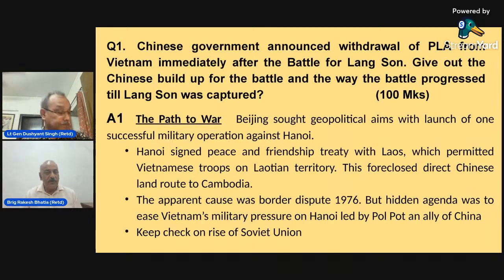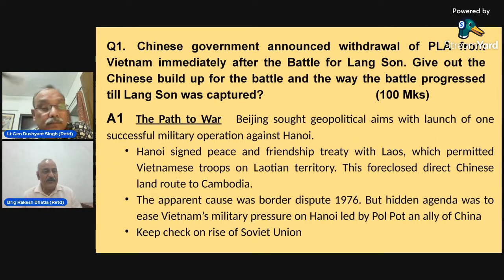The apparent cause was a border dispute in 1976. Actually, if you look at it, the serious land border dispute was only about 60 odd kilometers, which is not a very big dispute. But it was taken as an alibi. The hidden agenda was that Vietnamese had entered Cambodia. So by opening this front against Vietnam, the PLA wanted to help its ally, so that pressure on Khmer Rouge is reduced.